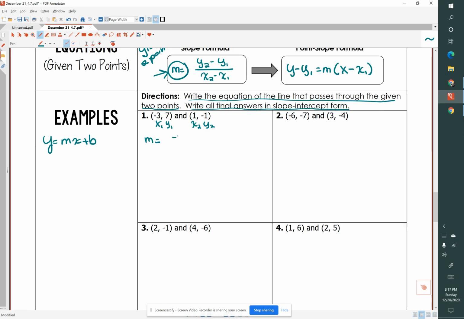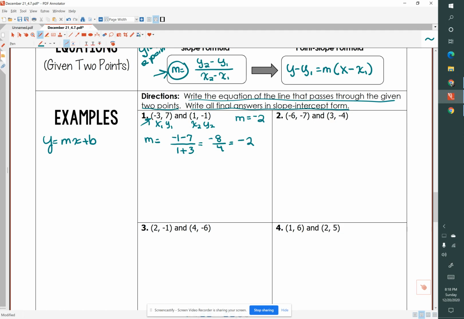So that would be -1 minus 7 divided by 1 minus a -3. Remember, minus a negative is a plus. So it's 1 plus 3. That will equal -8 over 4, which equals -2. So now we have a slope of -2. Now we take one of those points, and I'm going to take this first point here.